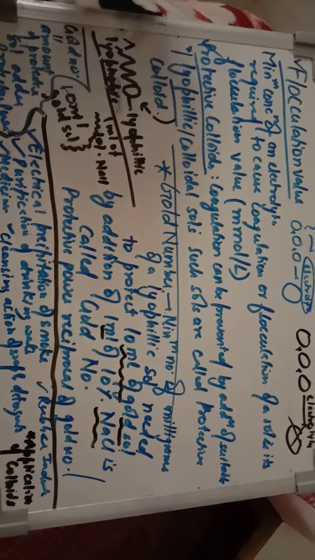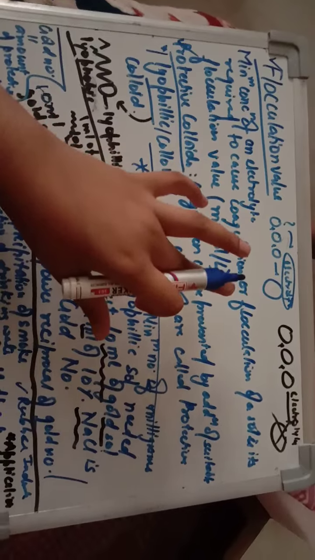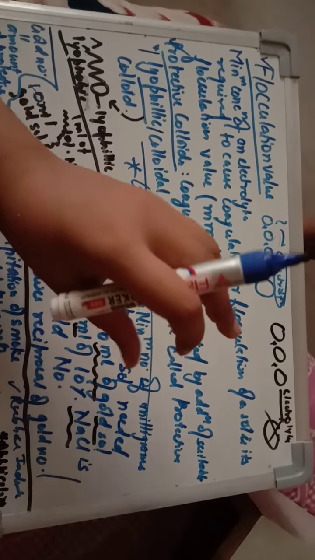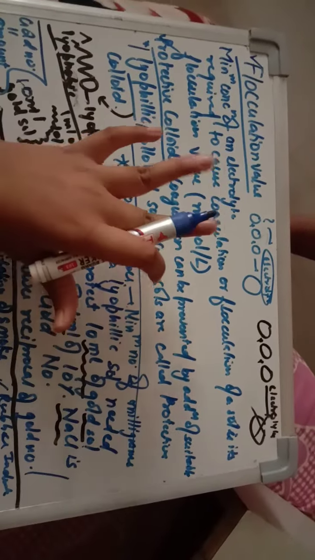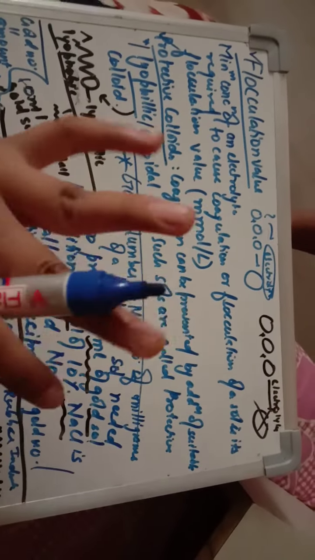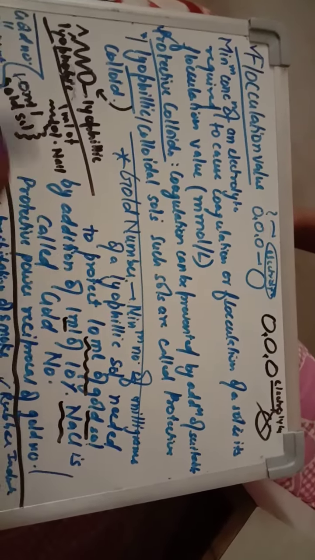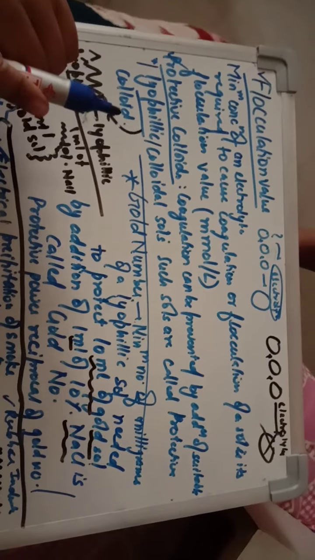And protective colloids. For example, there are colloids and I'm adding electrolyte and it coagulates, it precipitates. So is it nice? No, it is not nice. We don't want colloids to coagulate, so we need to protect them. So for protecting them, what do we do? We add a suitable lyophilic colloidal sol.